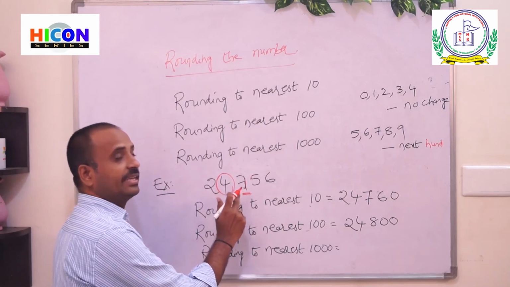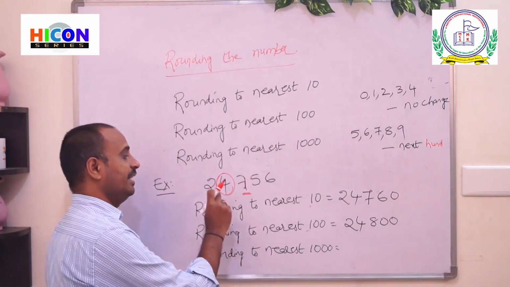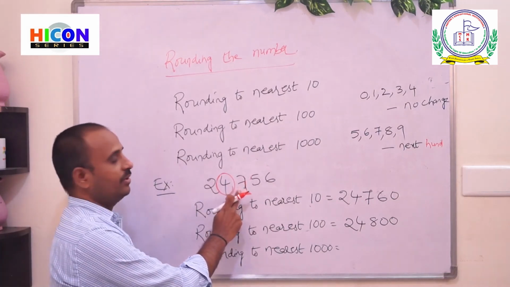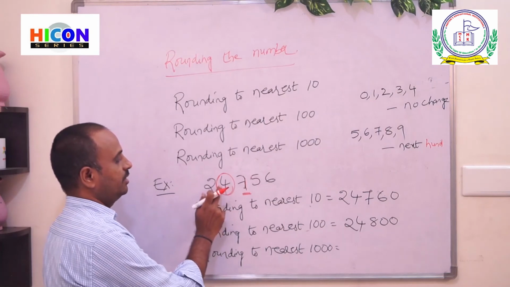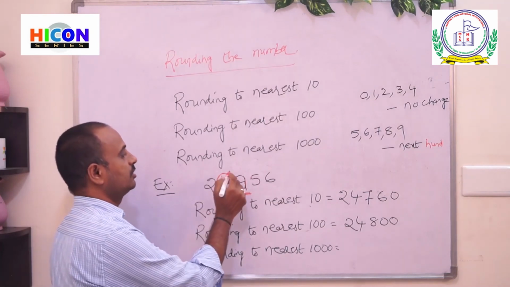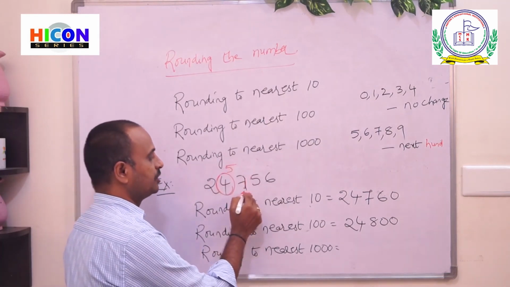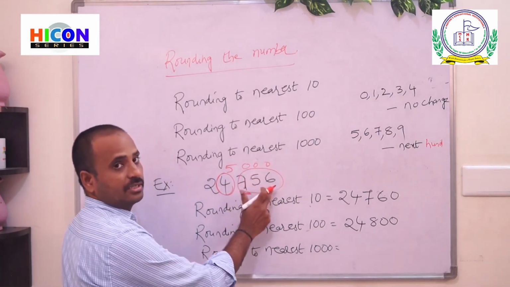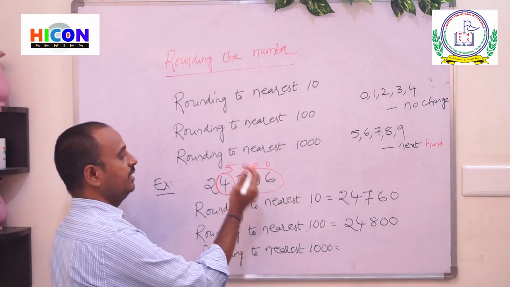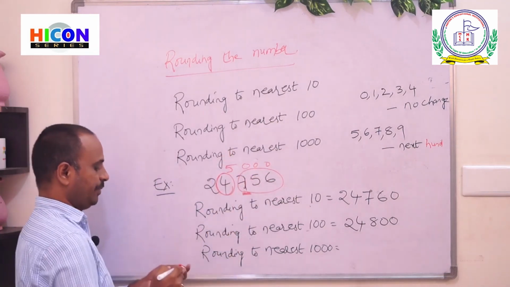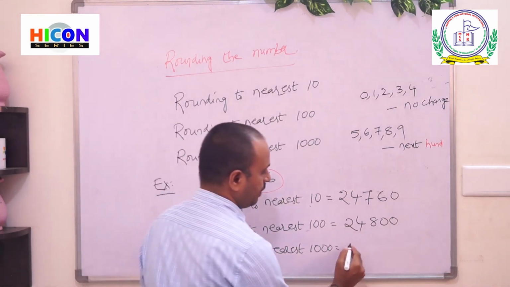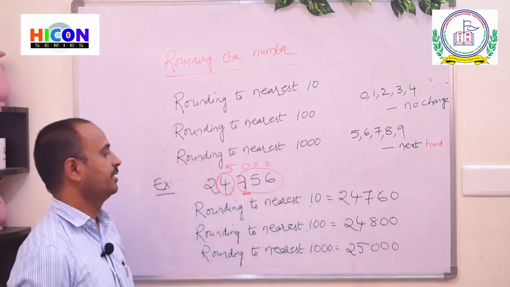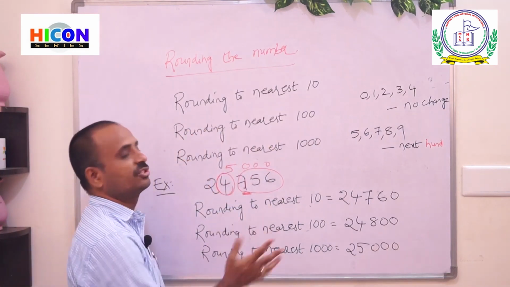If the next digit is greater than 5, then write the next thousands. Here the digit is 7 and it is greater than 5. So write the next thousands. Here the thousands place is 4 and its next thousands becomes 5, and keep zeros for the remaining 3 digits: 1, 2, 3. Keep 3 zeros for the remaining 3 digits. Then this number becomes 25,000. So children, in this way we can round the given number to the nearest thousands.